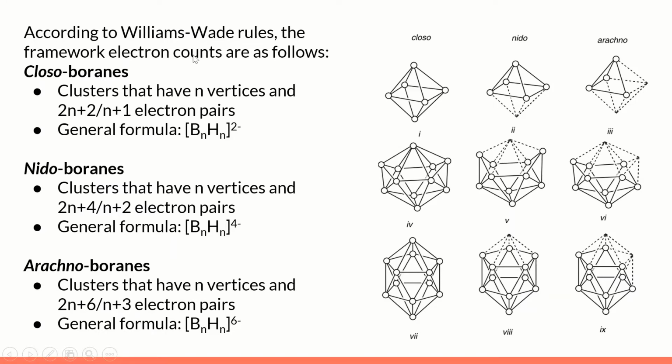with these three types of structure is by calculating the electron counts according to Wade's rules. Clusters that have n vertices and 2n plus 2 or n plus 1 electron pairs involved in cage bonding will have a completely closed polyhedral structure, referred to as closoboranes. The structures are on the left side. They have the general formula of BnHn2-.